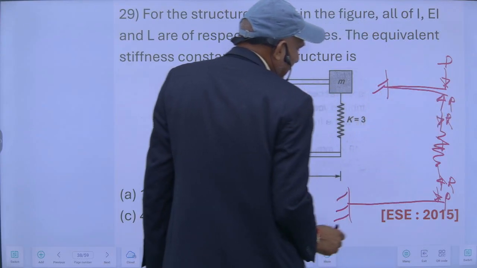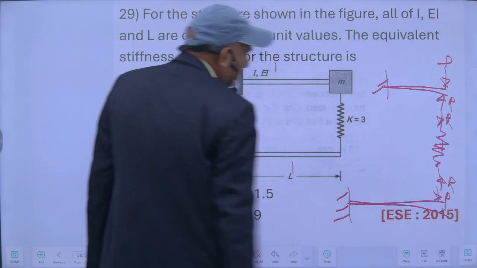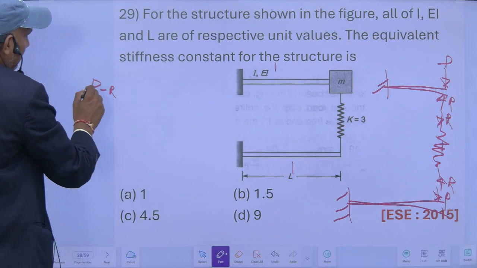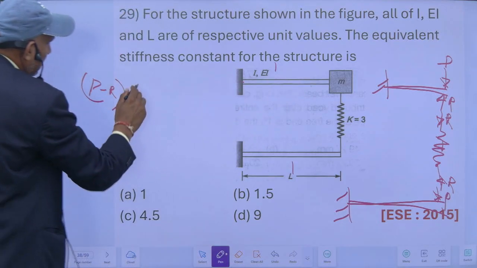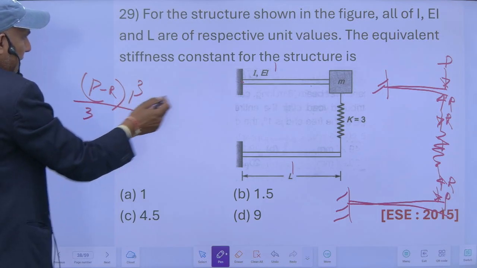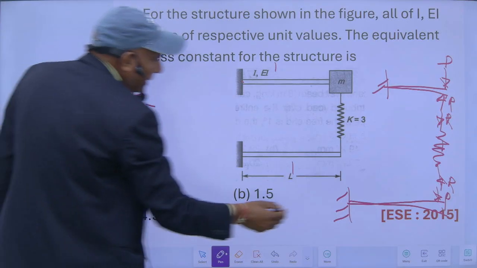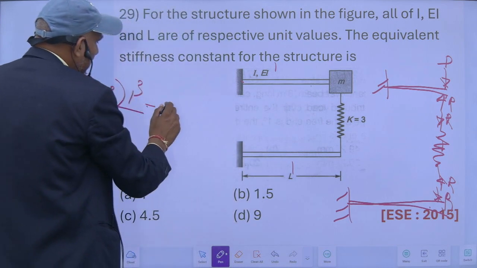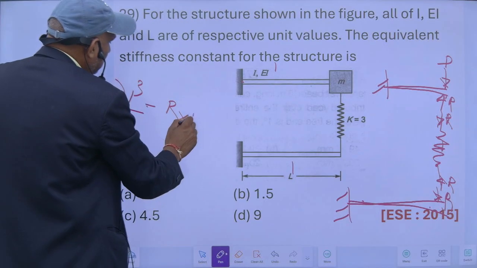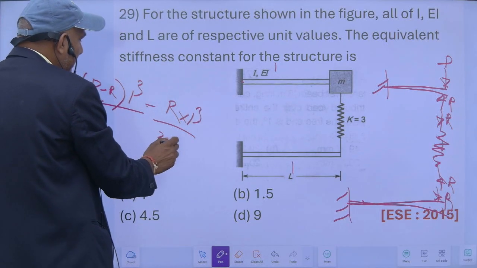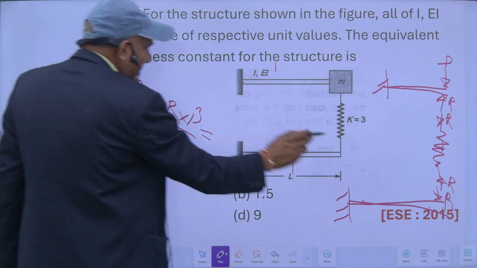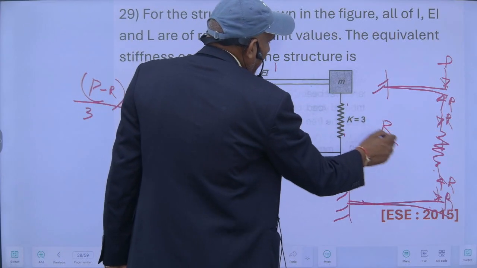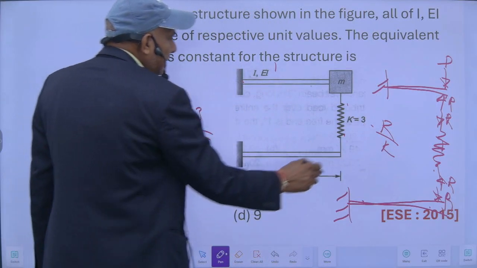So my net deflection at this point will be P minus R into this length, 1 upon 3 EI. EI is also 1. This deflection minus this deflection will be R into this length, which is also 1, upon 3 EI. EI is 1. This minus this will be equal to the compression of the spring, and this compression of the spring will be R upon this stiffness, and this is 3. So it will be R upon 3.